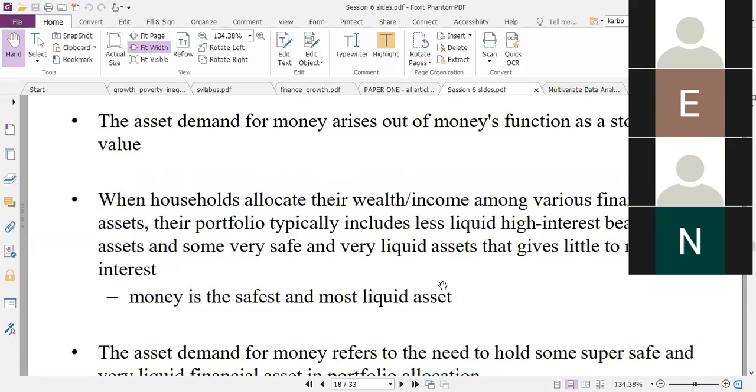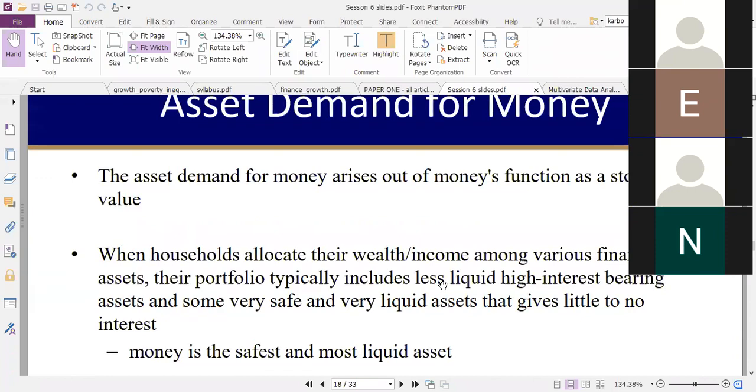So all that we spoke of, asset demand for money, is very simple. You remember one of the functions of demand for money was asset demand for money. Functions of demand for money, we said, is a store of value. If you sell your products, you get money, then you store. So what we are trying to say with the asset demand for money is that if you sell those produce, then you get the money.